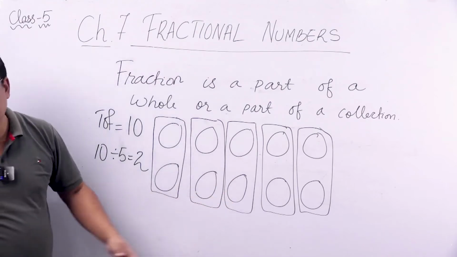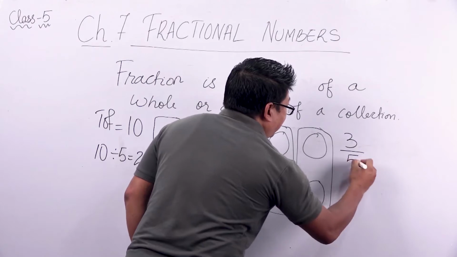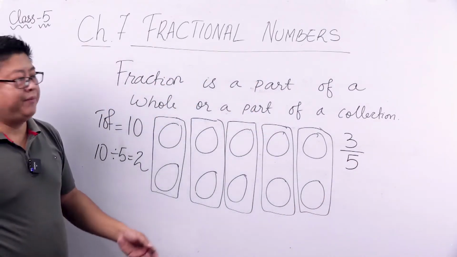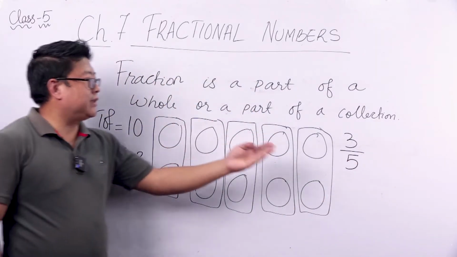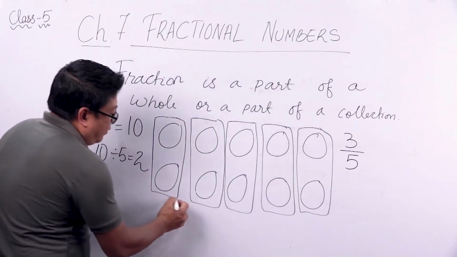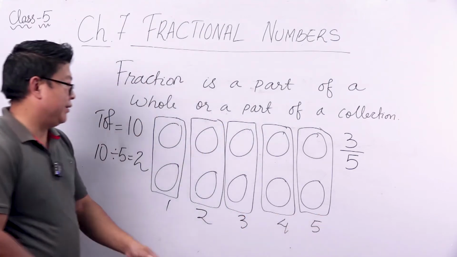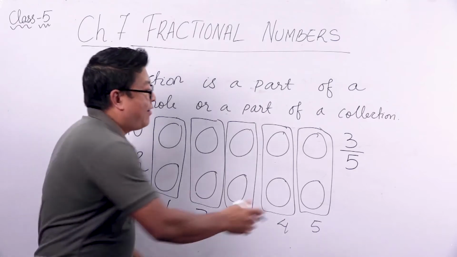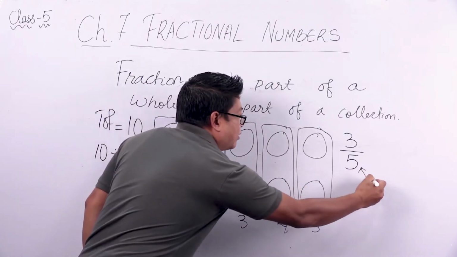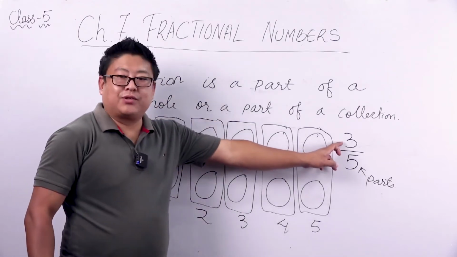Okay, children? So if we want to represent, for example, the number 3 by 5. Now, let's first understand what 5 is. 1, 2, 3, 4, 5. That means there are 5 parts. This will be your parts. And now, to select 3 out of 5.